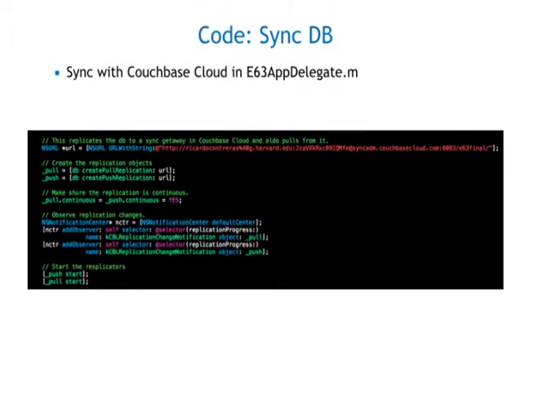To sync with Couchbase Cloud, you need to specify the URL of the Couchbase Sync Gateway. Then create the replication objects. They can be either pull or push, or you can add both. And some notifications. Then start the replication process.